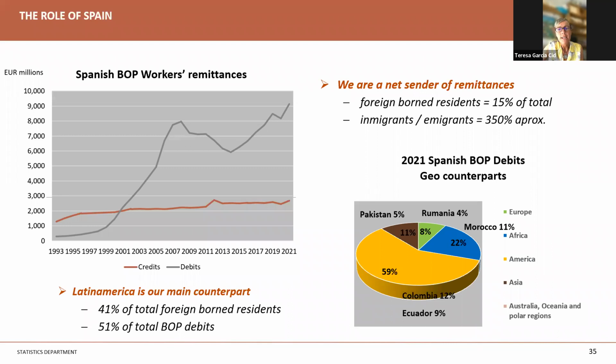The first thing to outline is that Spain is a net sender of remittances. In our case, foreign-born residents account for 15% of total residents in Spain, and the ratio of immigrants to emigrants is more or less 350%. The second important thing concerning our transfers is that Latin America is our main counterpart. In terms of resident foreign-born population, Latin America represents more than 40% of the total, and in terms of BOP debits, more than 50% of the total.